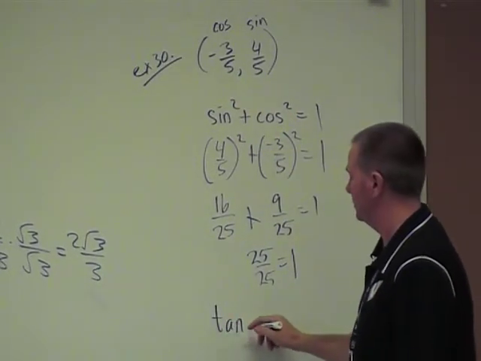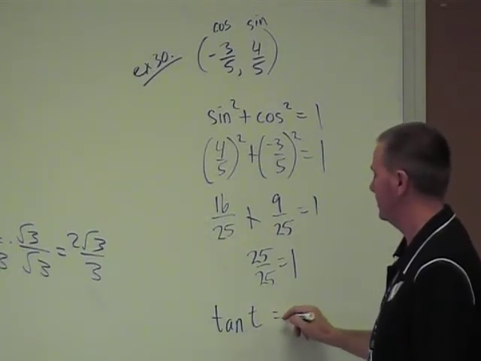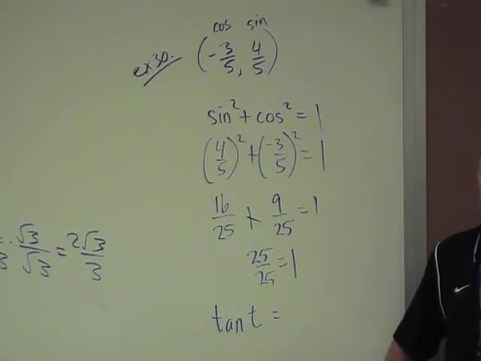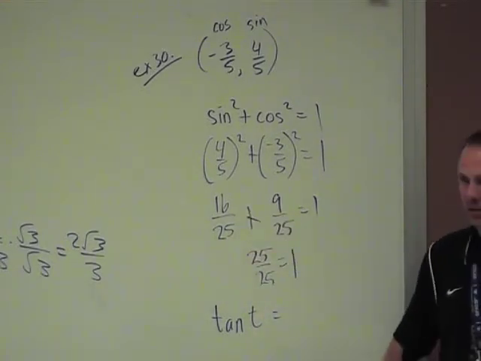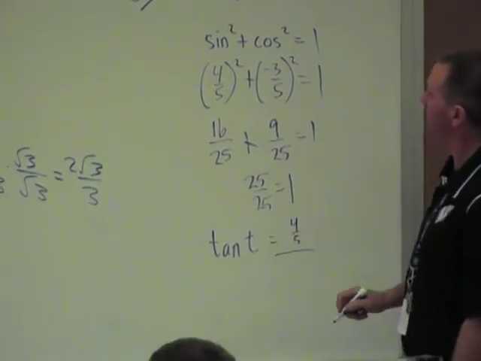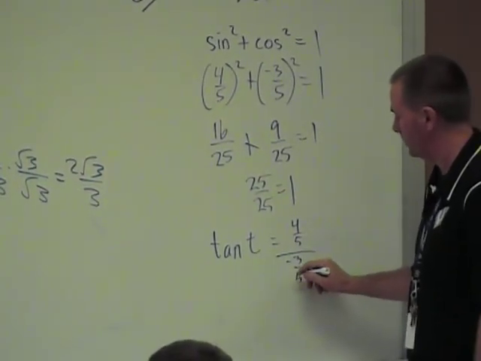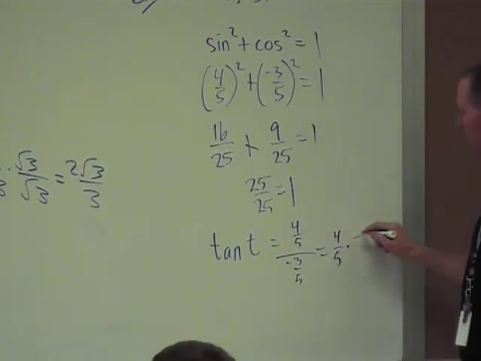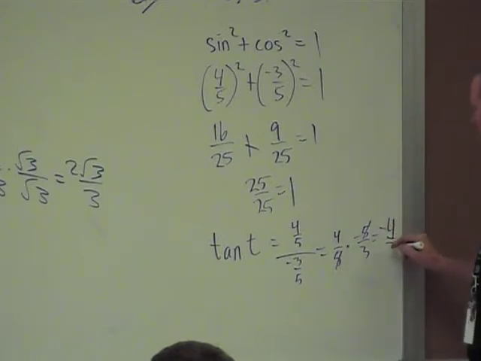What's the tangent? Tangent of t, what is it? How do you find it? What's it say over there? Sine over cosine. So 4/5 divided by -3/5. So 4/5 times the reciprocal of the bottom, -5/3. You get -4/3.